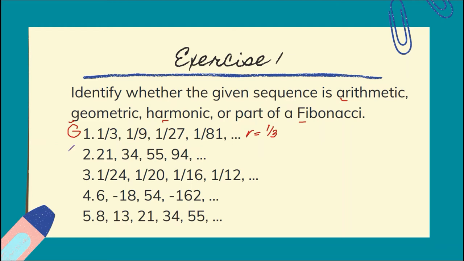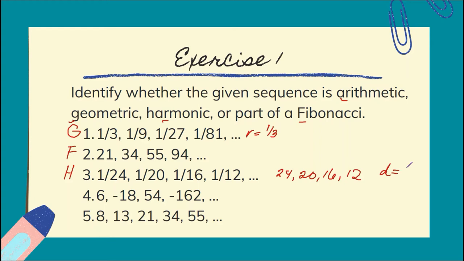Okay, number 2, 21, 34, 55, 94. That is Fibonacci. Yes, we are just adding the first two terms to get the next term. Okay, number 3, 1/24, 1/20, 1/16, 1/12. What is this? Okay, so this one is a harmonic sequence. So why harmonic? Because the reciprocal of this sequence is 24, 20, 16, and 12, which is an arithmetic sequence having a common difference of 4.